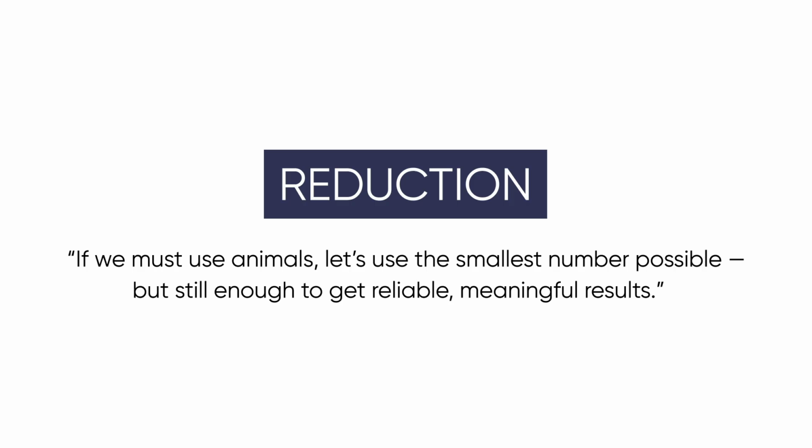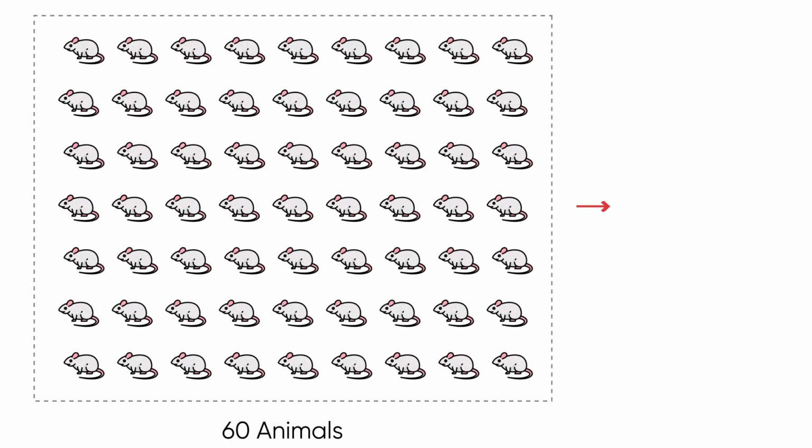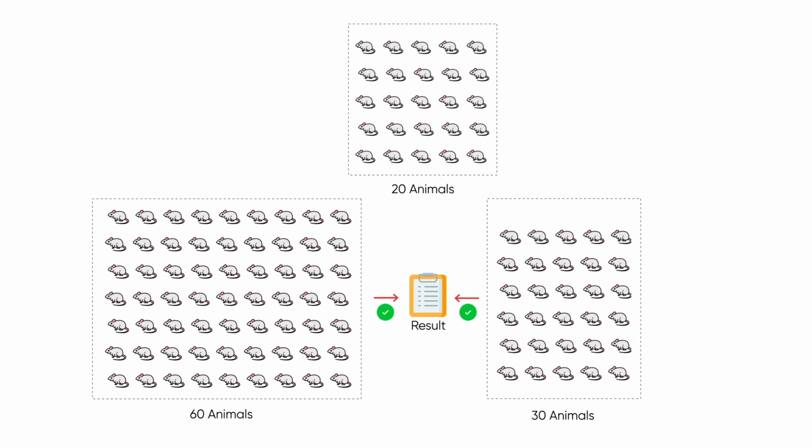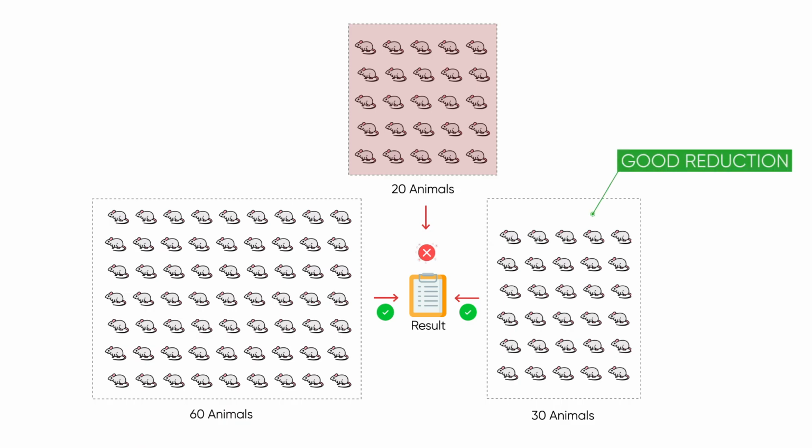and that is not actually good practice. For example, you use 60 animals to get a certain result. The same result can be achieved by using 30 animals. But if you use 20 animals, then the result cannot be published and animals are wasted. In this case, using 30 animals instead of 60 is a good example of reduction, but using 20 animals instead of 60 is a poor example of reduction.